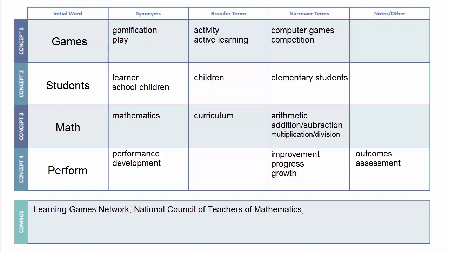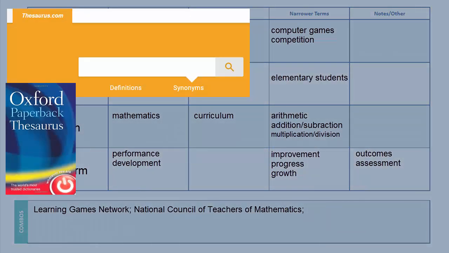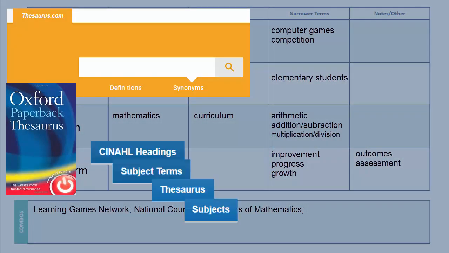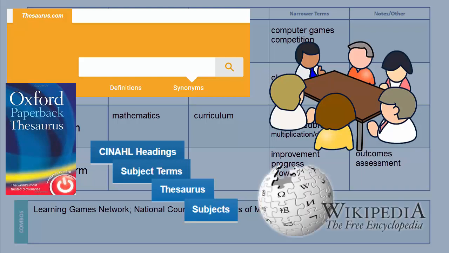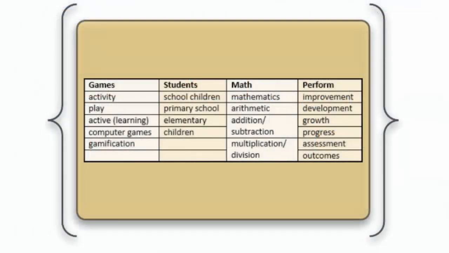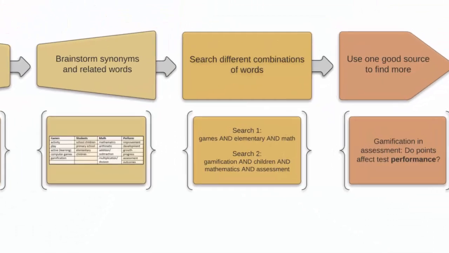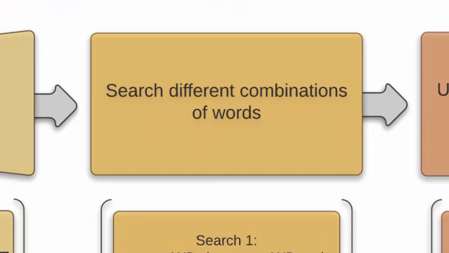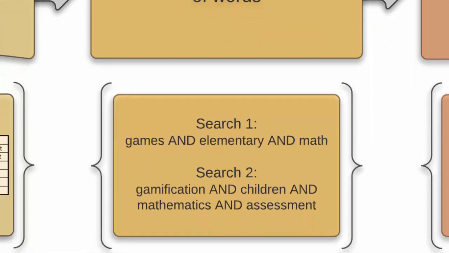There are several tools that can assist you in finding these words or phrases, such as a standard online or print thesaurus, subject heading lists in various databases, brainstorming with colleagues, and doing some cursory searches online and in encyclopedias. Once you have a good list to start with, try different combinations of search words in a variety of databases and resources. A well-thought-out list will help you create more structured and formal searches.